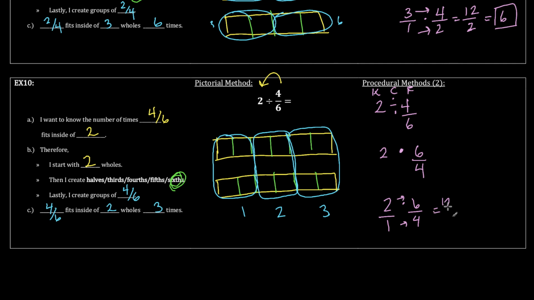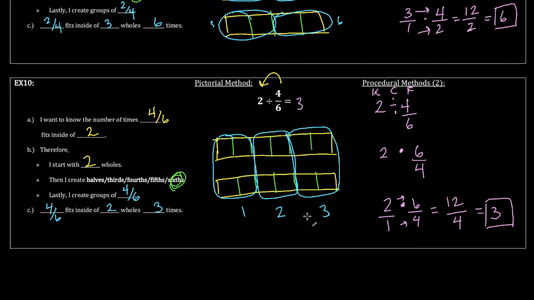1 times 4 is, let me write that a little nicer. 2 times 6 is 12. And 1 times 4 is 4. 12 divided by 4 is 3. Once again, we got 3 here, we get 3.